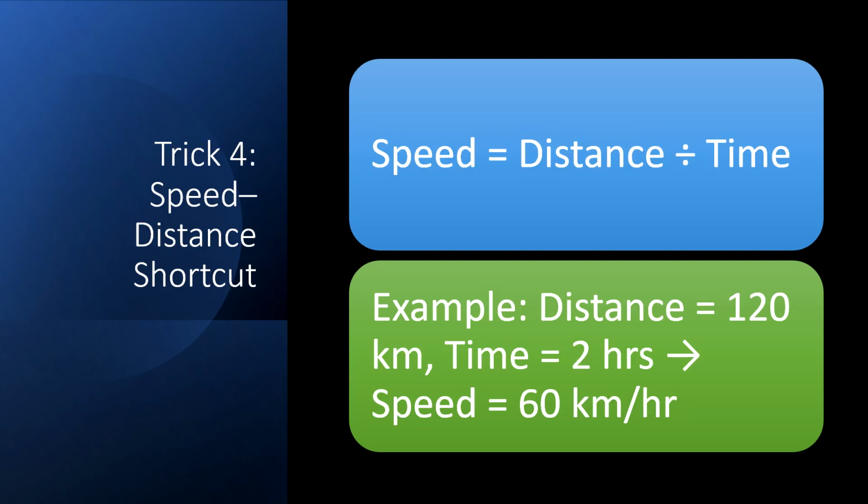Fourth trick, speed and distance. Speed equals distance divided by time. If the distance is 120 kilometers and the time is 2 hours, the speed is 60 kilometers per hour, quick and easy.